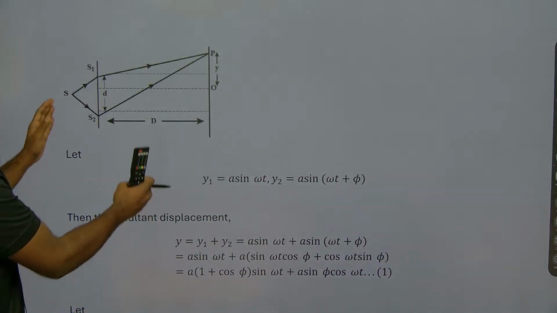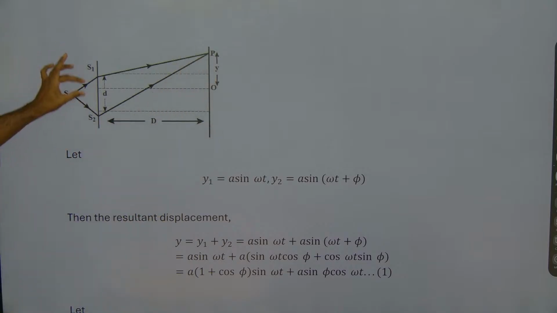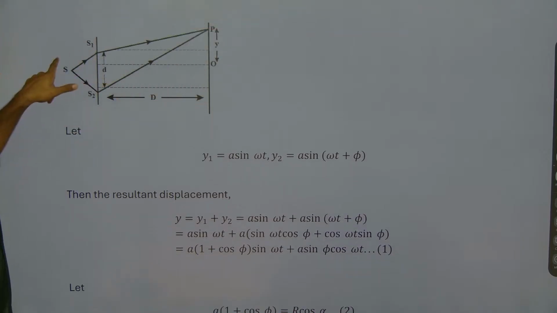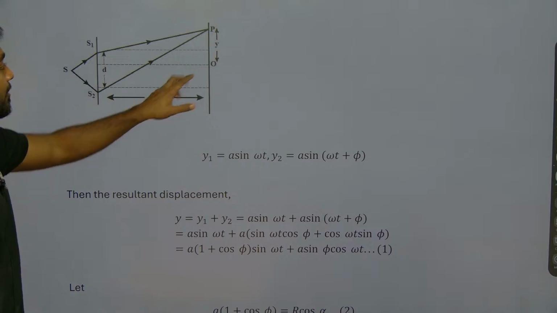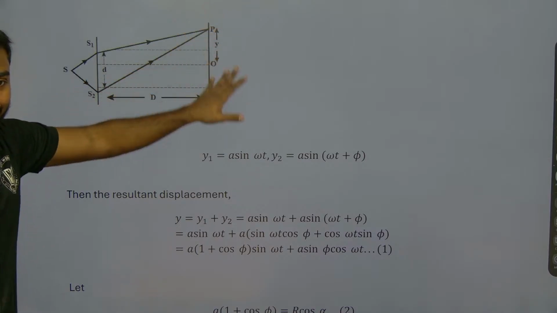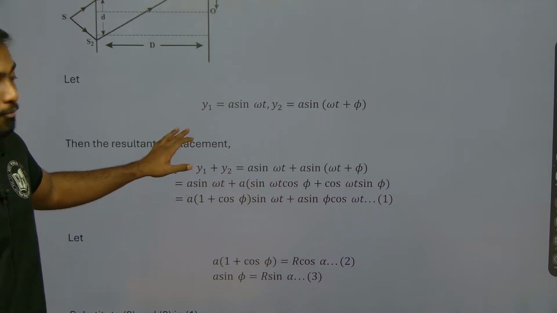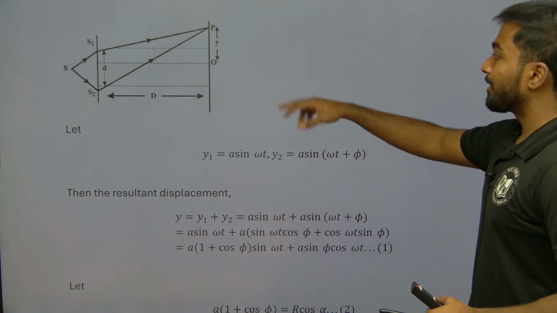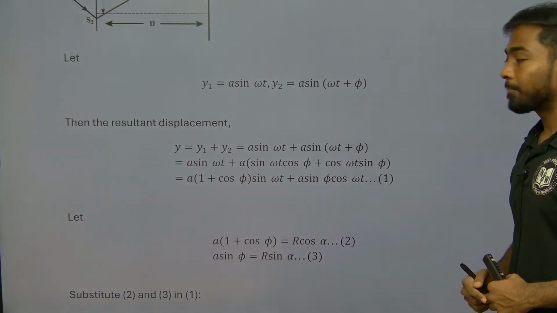So this is the distance between the slits and the screen, that is capital D. Slit 1 and slit 2 are separated by a small d distance, and O is the midpoint of slit 1 and slit 2, with the same wavelength lambda and the same phase, and there is a point P on the screen. So the equation will be y1 equals a sin omega t for the first one, slit 1. Then what about slit 2? It is y2 equals a sin of omega t plus phi.